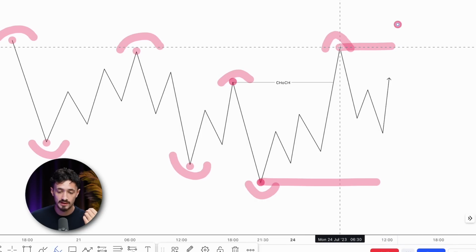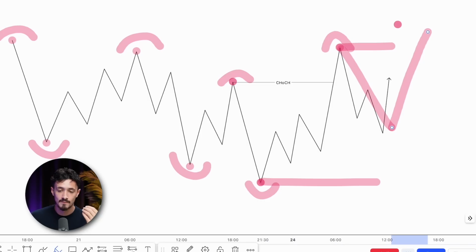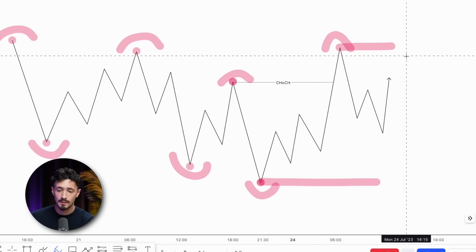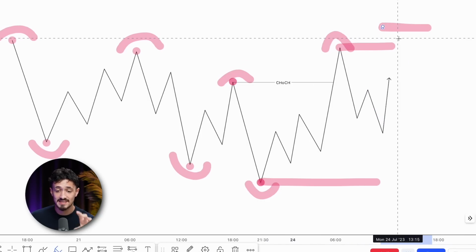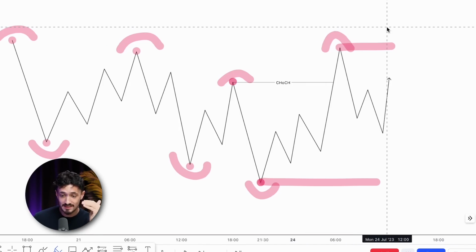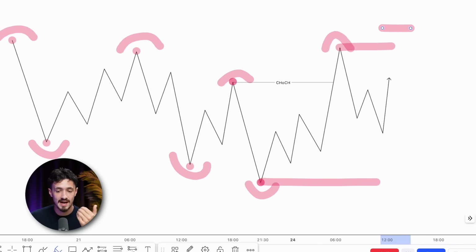And so essentially we're looking at price puts in a higher high, has a pullback, and then goes and puts in a higher high again. Now notice that right now we don't know that price is making its way up here. Price hasn't yet made its way up there, but we know that price is making its way up there. So that is the discrepancy in edge. We understand that price is heading here before price actually heads there.